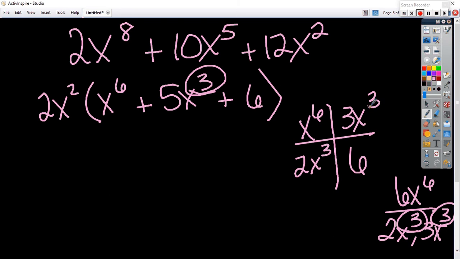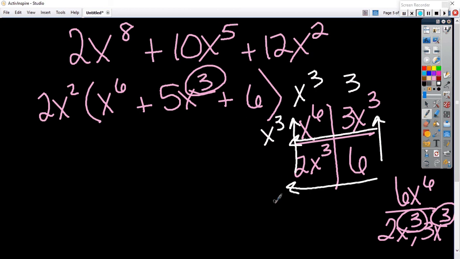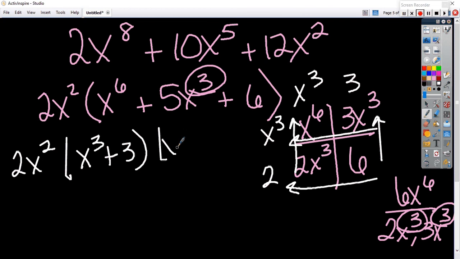Now go up and over. What's the GCF here? X cubed. How about here? 3. How about here? X cubed. And how about here? 2. So the 2x squared still sits. I've got x cubed plus 3, x cubed plus 2. All right. Next pattern.